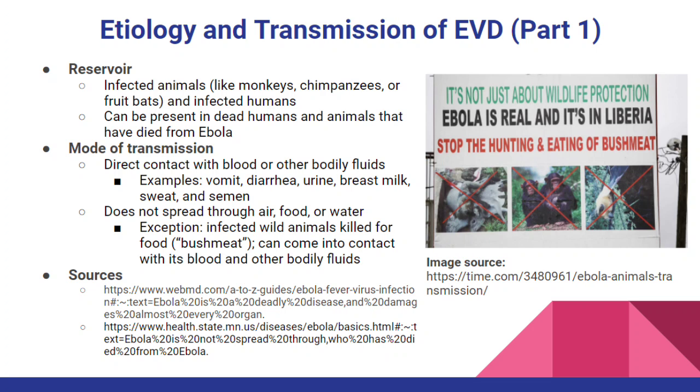However, the only exception in which it could spread through food is if the food originated from an infected wild animal. This is referred to as bushmeat. By preparing or eating bushmeat, you are more likely to come in contact with the blood or other bodily fluids of the infected animal. And remember that Ebola can spread from the dead carcasses of infected animals.